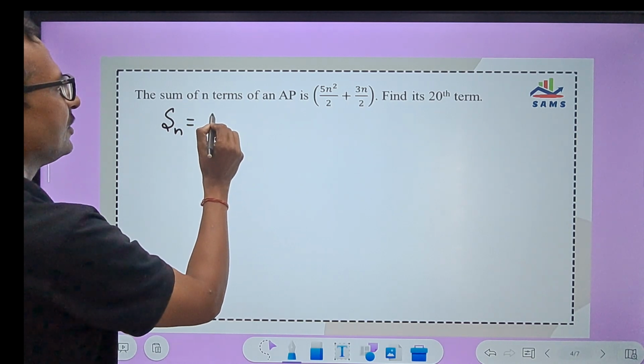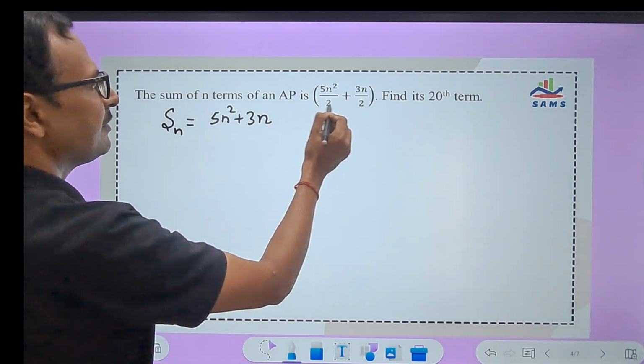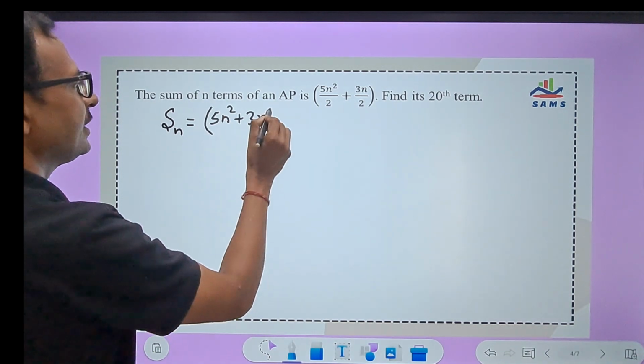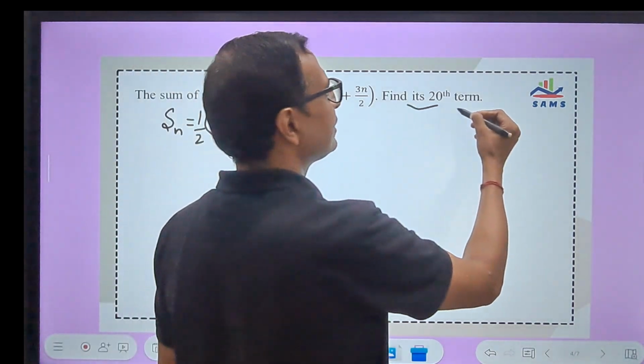So I can write it as 5n square plus 3n, and divide by 2 is common, right? So I can write half of this. Okay, and now we need to find the 20th term.